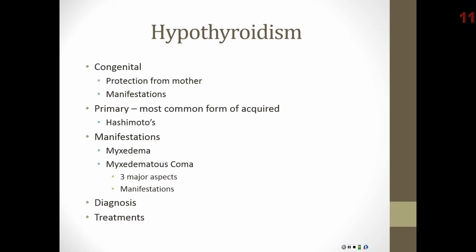In adults, we have primary hypothyroidism, with the most common form known as Hashimoto's. Hashimoto's is an autoimmune disorder. It does cause a goiter, so it will manifest itself with that, and that may be one of the first things that helps to diagnose it. There are other ways in which you can get primary hypothyroidism, from deficiency of iodine, for instance, in a diet.